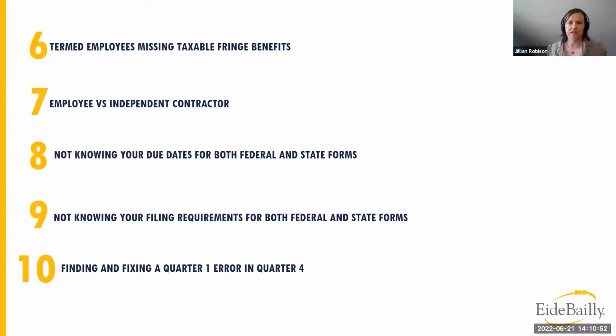I'll let you take 10 too, Kate, since that's payroll. Yep. And number 10 is finding and fixing a Q1 error in Q4. This is why we always say make sure you're tying out everything on a quarterly basis, so that when you get to Q4, when everyone's swamped and we're trying to get those W-2s out, you're not having to go through and figure out where you're off. Most times it could end up being in Q1, and if you had just tied out year to date in Q2, you could have caught that right away.